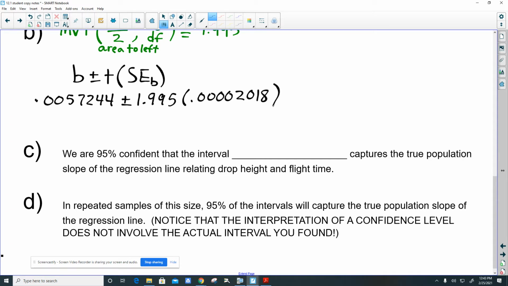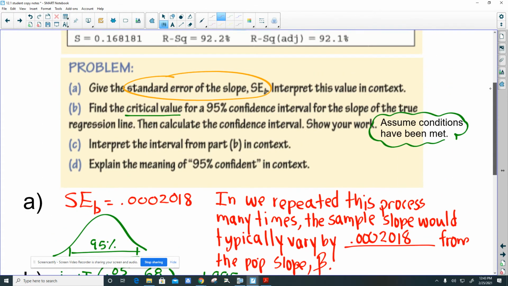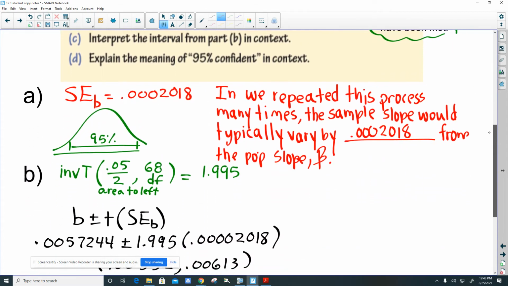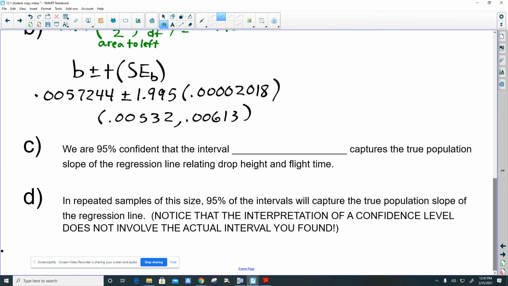Okay, if we type that in with a plus and a minus, we end up getting the interval to be 0.00532 to 0.00613. Every time we construct confidence intervals, we always interpret them. We would say on part C, I believe that's what it was asking us to do here. Anyhow, interpret the interval from part B in context.